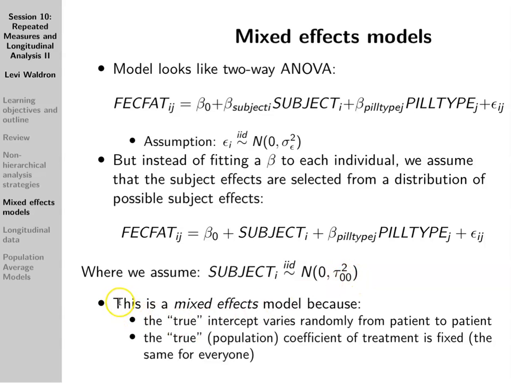So this is what we call a mixed effects model, because the so-called true intercept varies randomly from patient to patient. So this is a random variable, this patient to patient or subject variability. But we also have a fixed coefficient for treatment. So this beta for pill type J is not a random variable. In the population, it is assumed to be fixed, that is, the same for everyone.